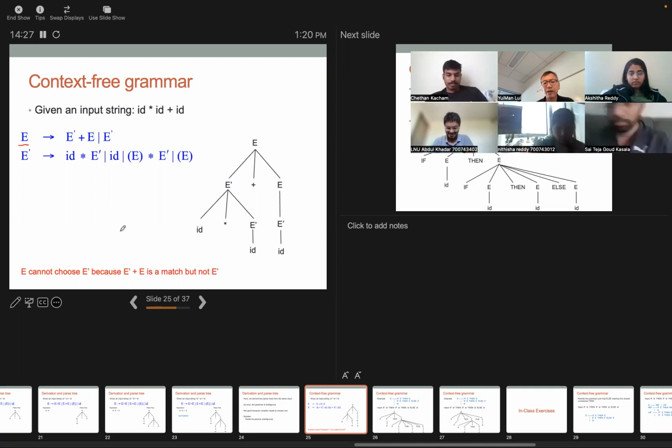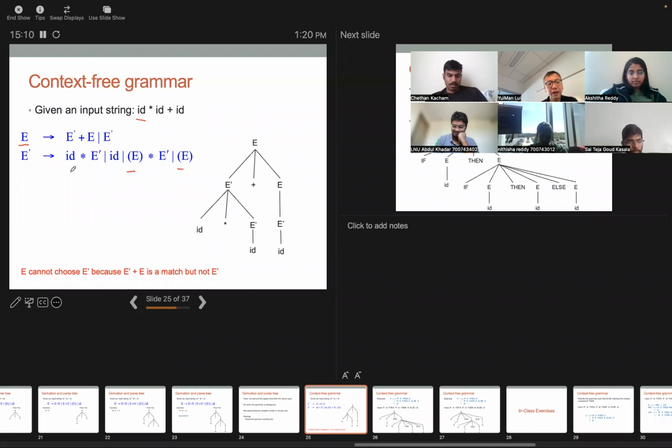So what are the options we have? Our input starts with ID, so you can immediately eliminate these two, because they start with a left parenthesis and are not going to match. What we want is something that leaves us no choice, that forces us down this route. Before, we had a choice: we could choose E plus E and E times E. Now we want to make sure we have no choice. The other two start with parentheses, which is not our case.